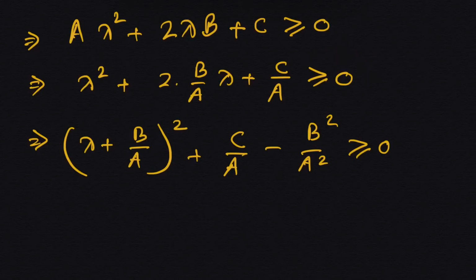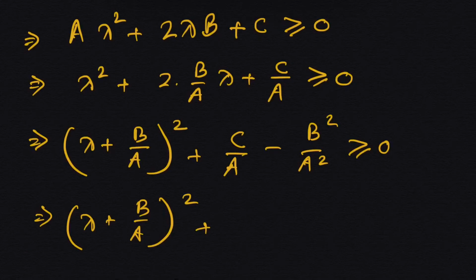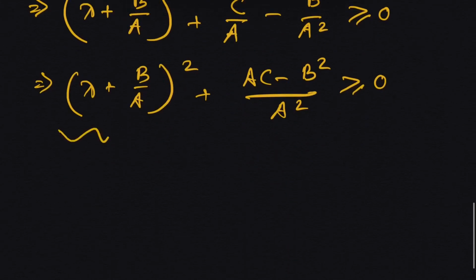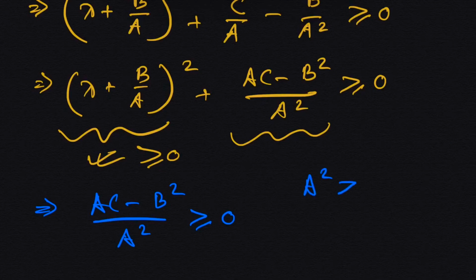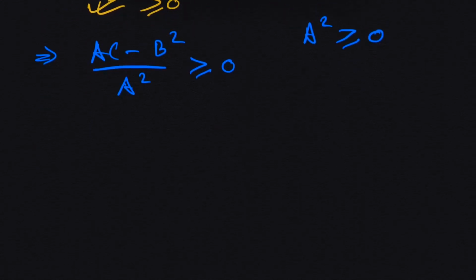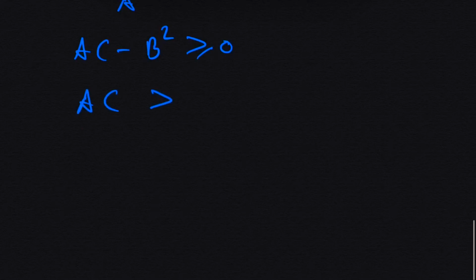So now it becomes lambda plus B by A whole square plus AC minus B square by A square greater than equal to 0. Now this part is already a square quantity which is greater than equal to 0. So for the whole thing to be greater than equal to 0 for any real lambda, this part also has to be greater than equal to 0. So I am writing it in a different color from now on, that AC minus B square by A square greater than equal to 0. Now A square is always greater than equal to 0 for any value. So to maintain this inequality, AC minus B square also has to be greater than equal to 0, which means that AC is greater than equal to B square.